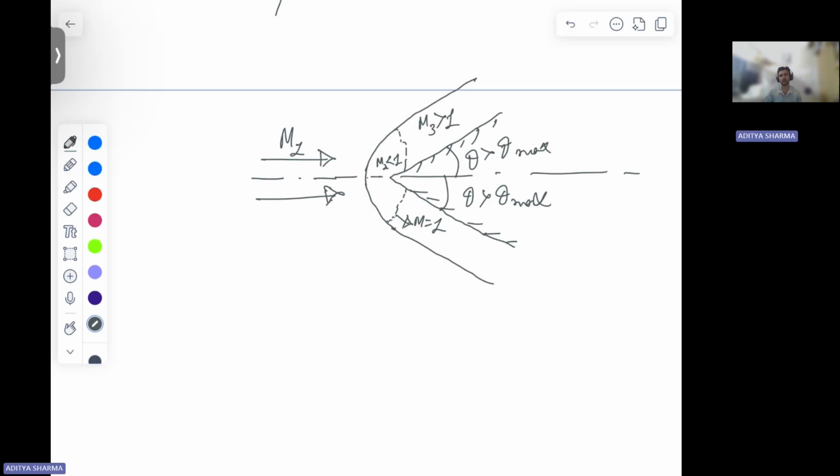Then beyond this, if you go, your solution is of weak oblique shocks, where your Mach is greater than 1, but it will be less than your M1, because we have an oblique shock. So this is the detached shock.